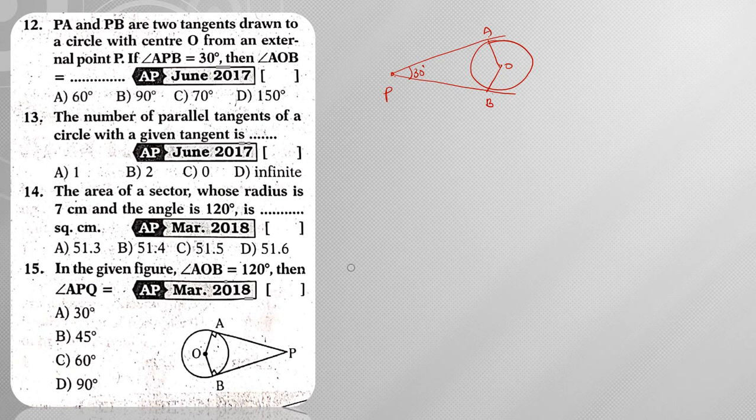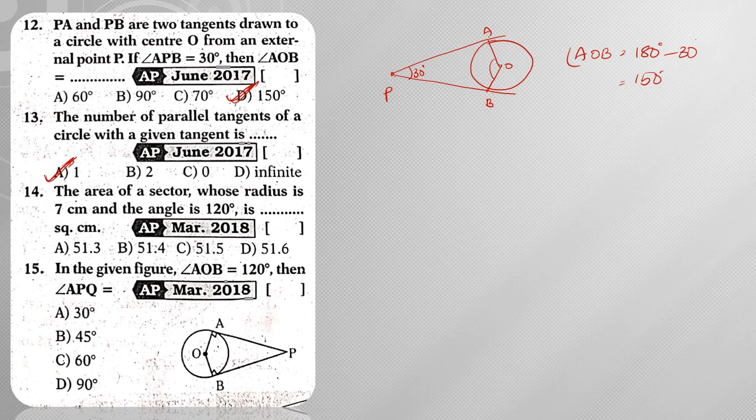Then angle AOB. Here angle AOB is nothing but the supplement of angle APB. So from this, angle AOB is equal to 180 degrees minus 30 degrees, which gives me 150 degrees. Hence the answer is 150 degrees. Next, number of parallel tangents of a circle with a given tangent. So if there is one given tangent, then we can draw only one parallel tangent to the given tangent, right?